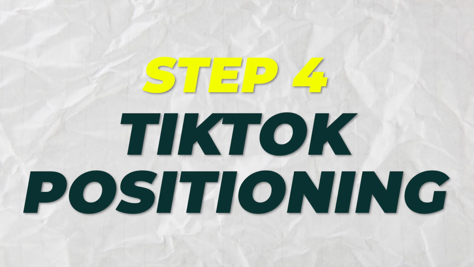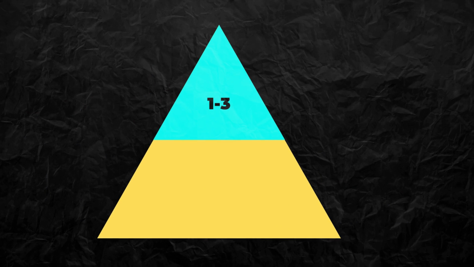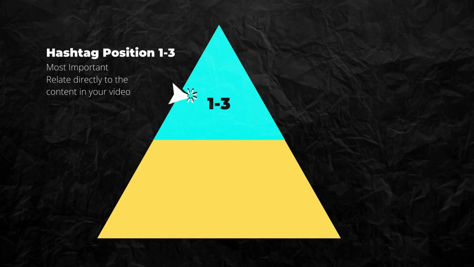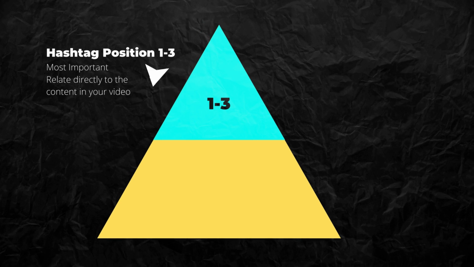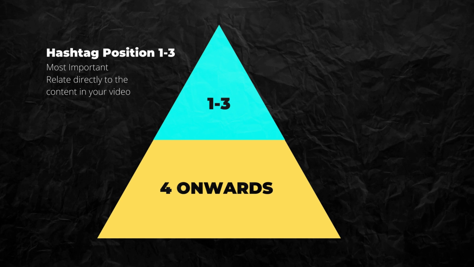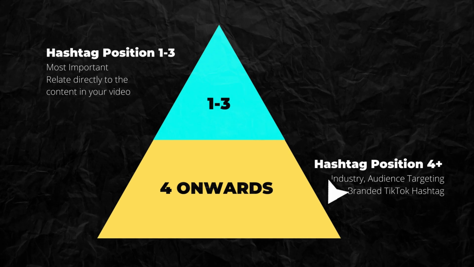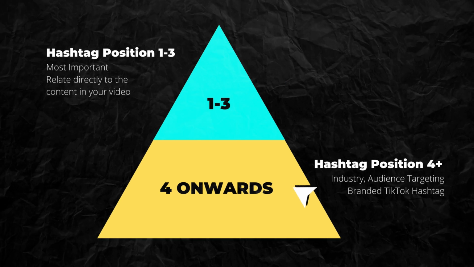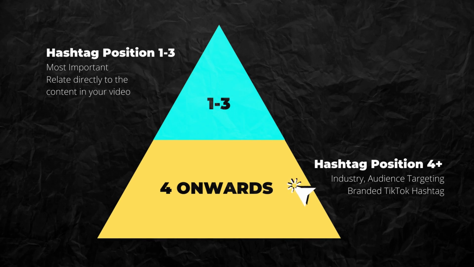Step 4 of TikTok hashtags, TikTok positioning. When I work with brands and I advise them on their TikTok strategy, I recommend that they think about their TikTok hashtags like a triangle. So you want to sort your TikTok hashtags based on relevance. That means that position 1 to 3 hashtags are really important and should be related to your TikTok video. So it really describes what your TikTok video is about. Whereas hashtag 4 onwards can be broader hashtags, such as about your industry or perhaps who you're looking to target on TikTok, and also include your branded TikTok hashtag. This is really important, and that takes me to the next step.